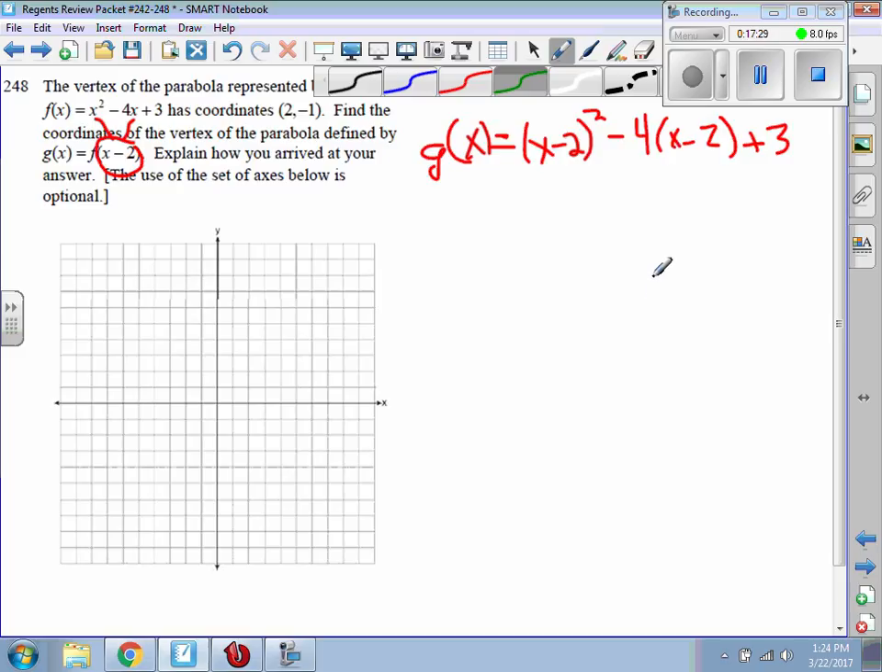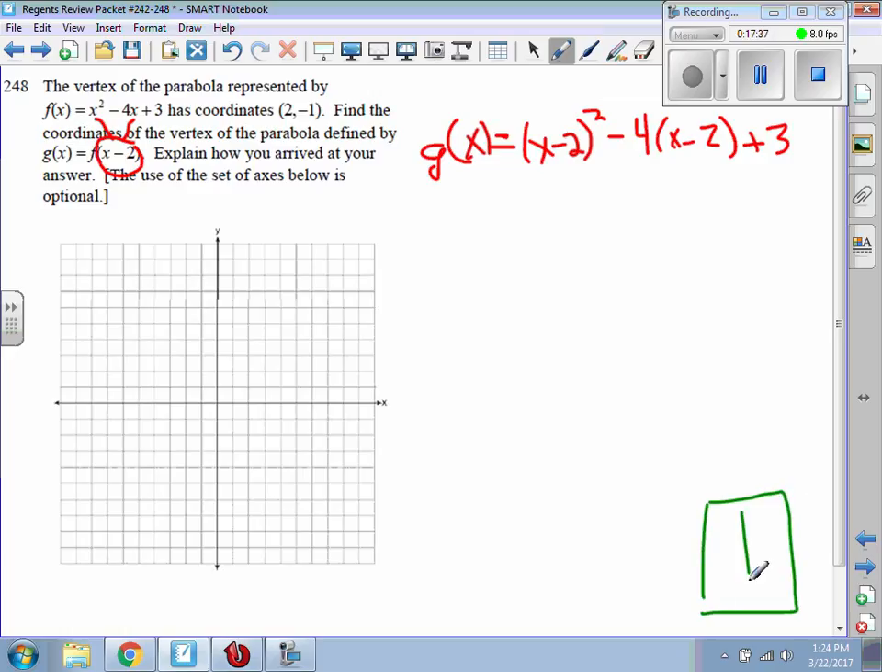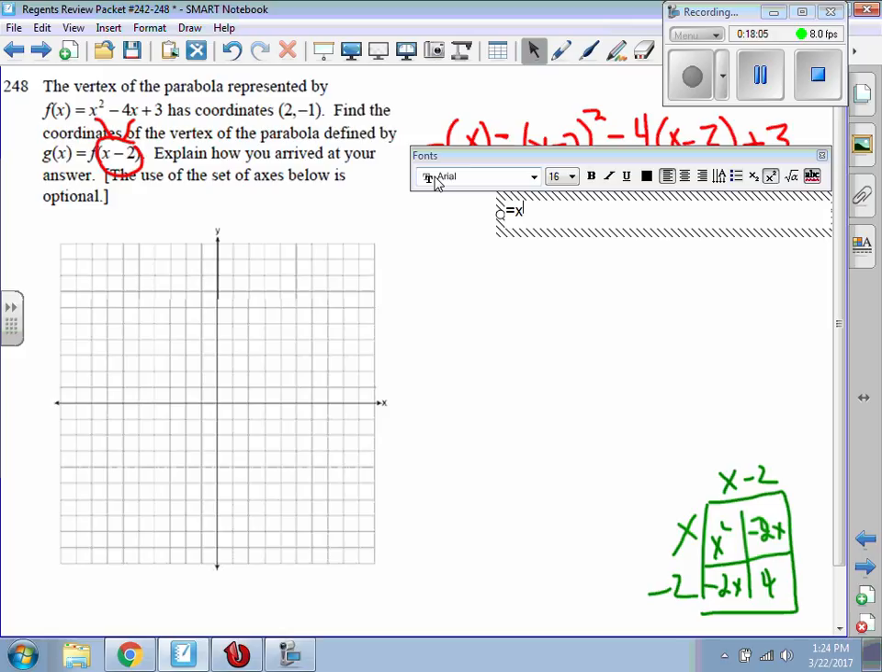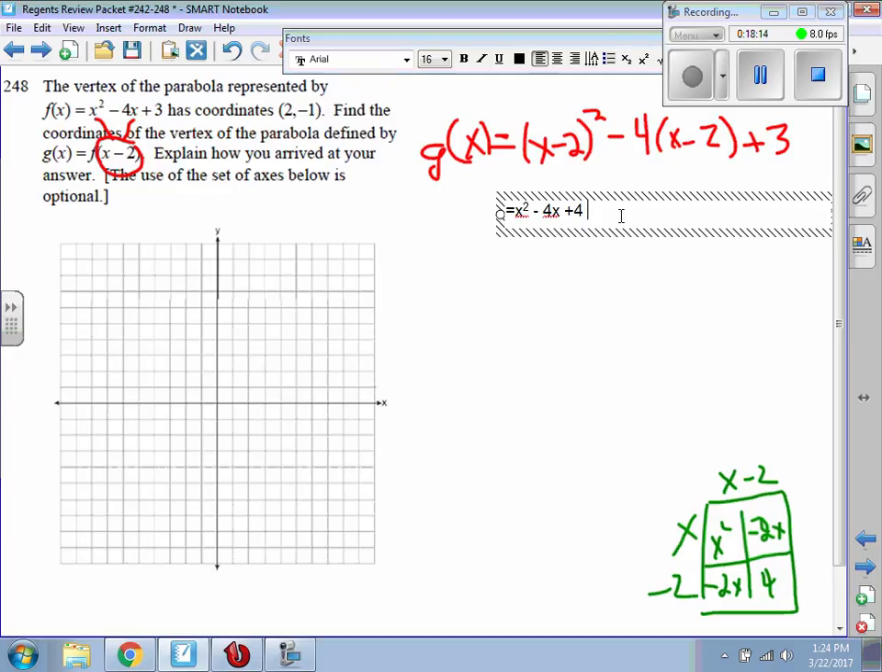Now I'm going to do some distribution and some multiplying. X minus 2 squared means, hey, make that box x minus 2, x minus 2, fill in the inside, x squared minus 2x minus 2x plus 4. So my g of x expression becomes x squared. Maybe I better just type this. X squared minus 4x plus 4, and then bring down everything from the top. Or you know what? Wait, there's distribution happening here. -4 times x, -4x. -4 times -2, +8. And plus 3 drops.